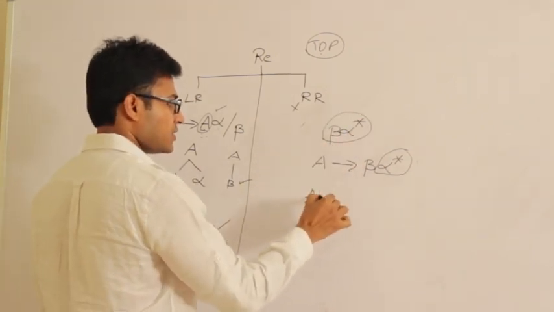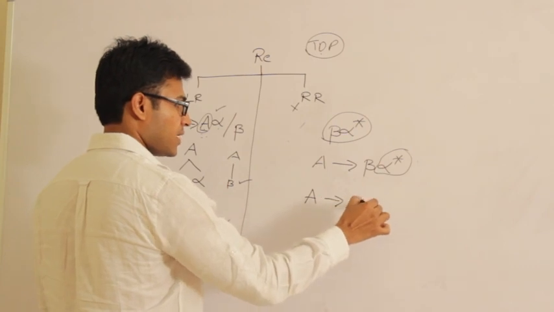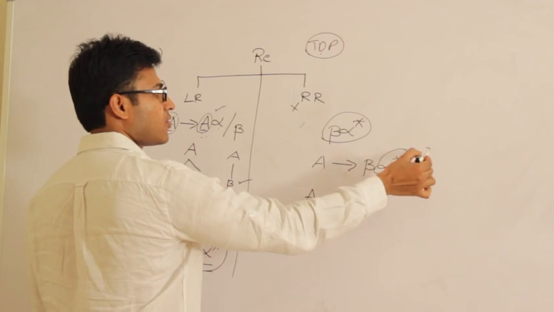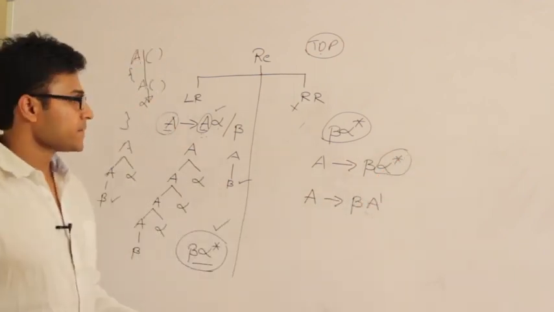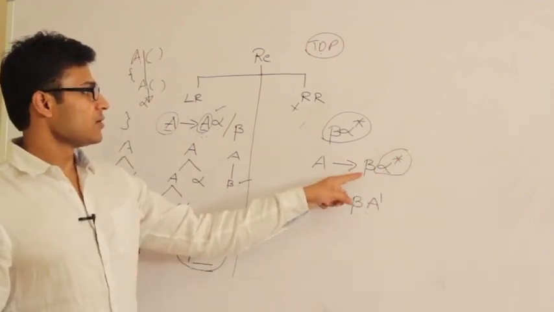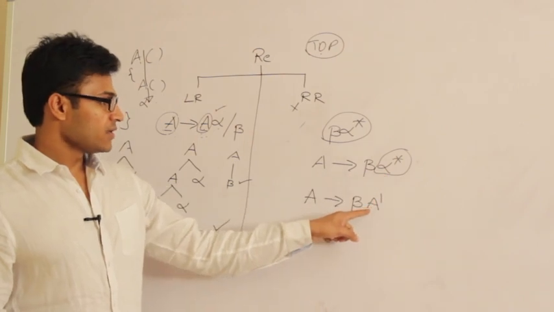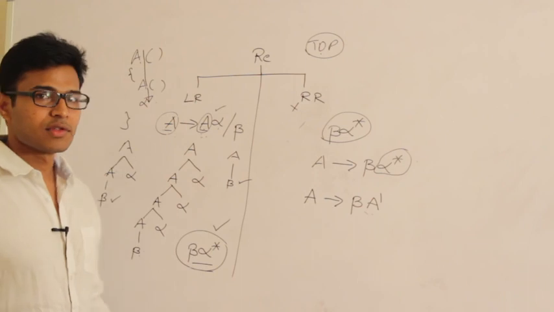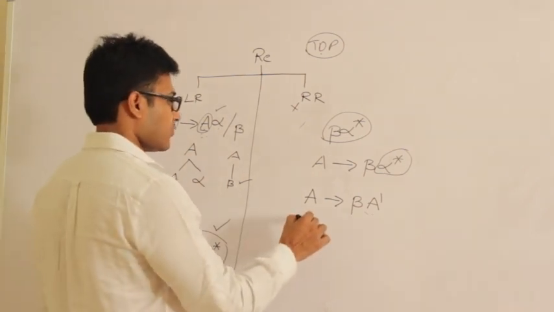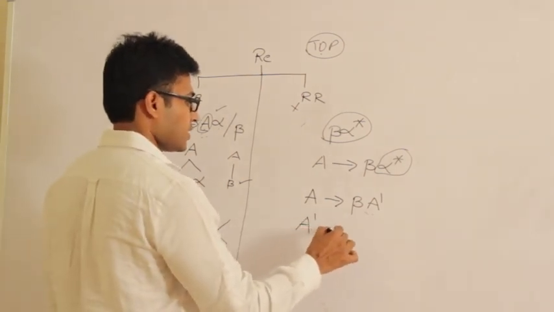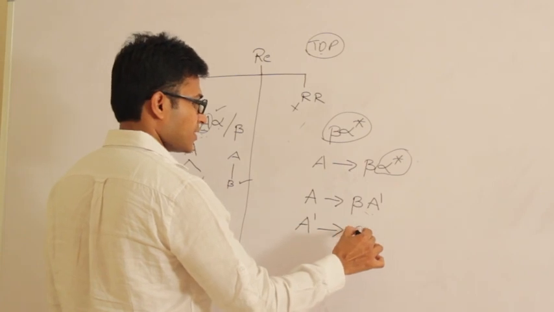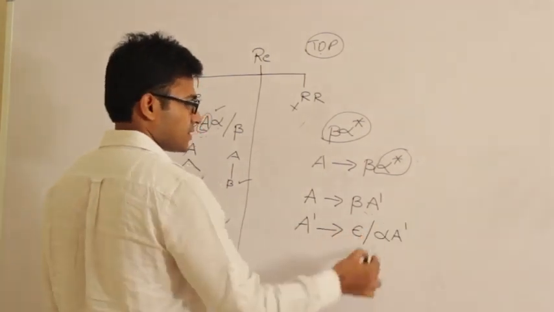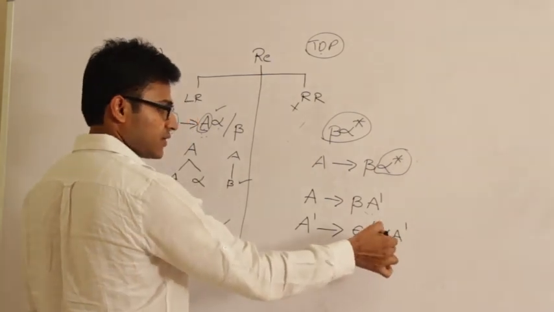So A is going to generate beta followed by A dash, and now it is the responsibility of A dash to generate any number of alphas including 0 number of alphas. Therefore A dash derives either 0 alphas, which means epsilon, or 1 alpha followed by any number of A dashes, isn't it? So it is a recursion.